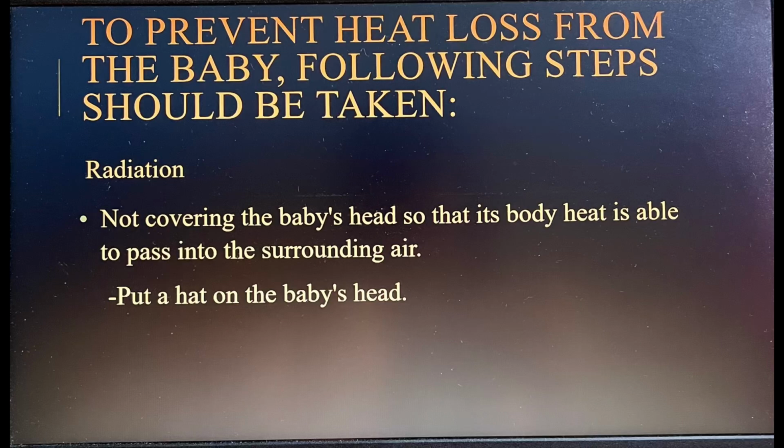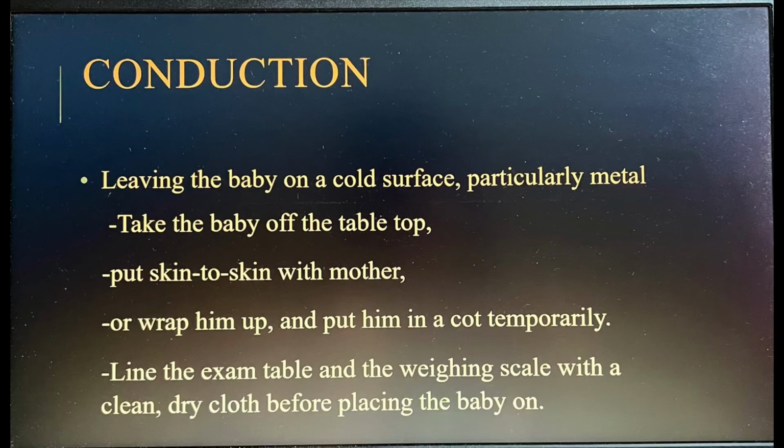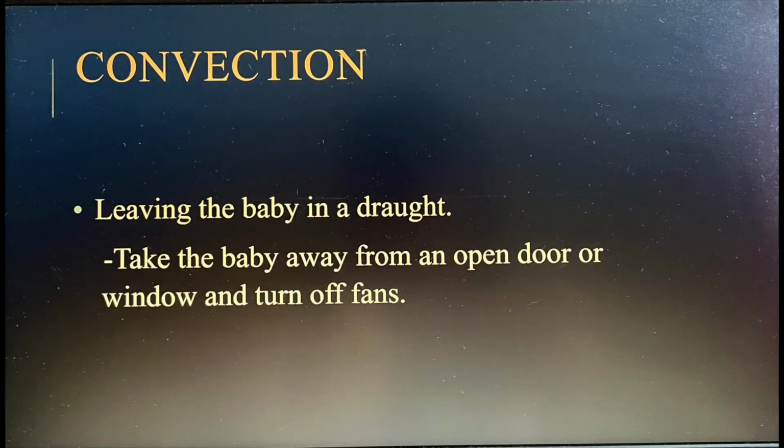So next is preventing heat loss from the baby's body. There are 4 ways of losing heat. First is radiation. Radiation is when the baby's head is not covered, so that its body heat is able to pass into the surrounding air. For that we have to put a hat on the baby's head. Next is conduction. So what is conduction? It is leaving the baby on a cold surface, particularly a metal surface, or placing the baby directly on a wet surface. From that surface also the baby can lose heat.